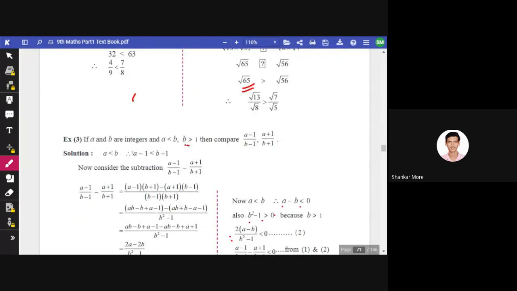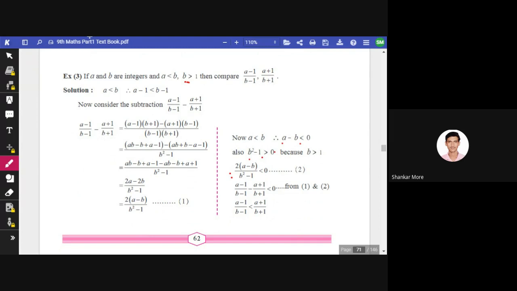Okay, now focus on the third question, that is if A and B are integers and A is smaller than B, B is greater than 1, then compare A minus 1 divided by B minus 1 and A plus 1 divided by B plus 1. So we are given that A is smaller than B, so obviously A minus 1 will be smaller than B minus 1.